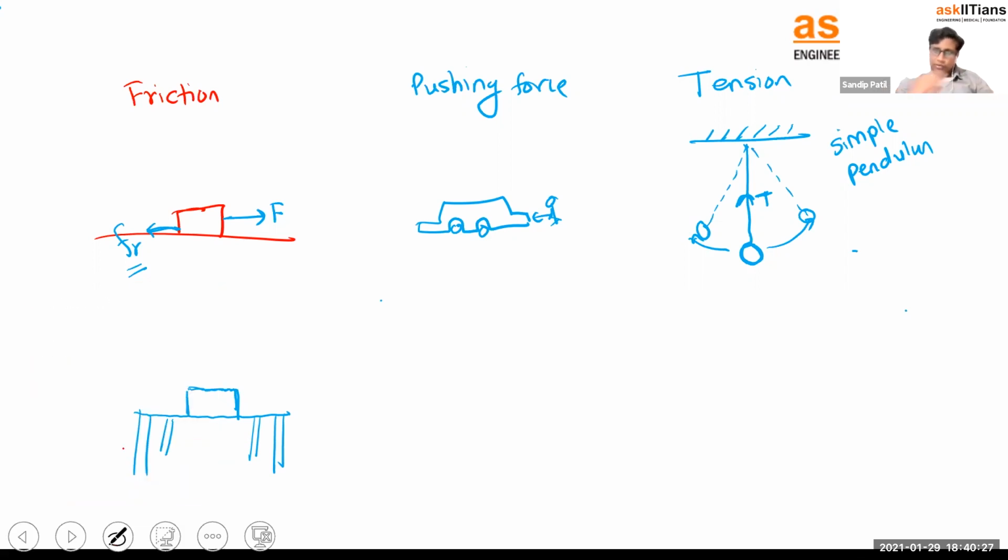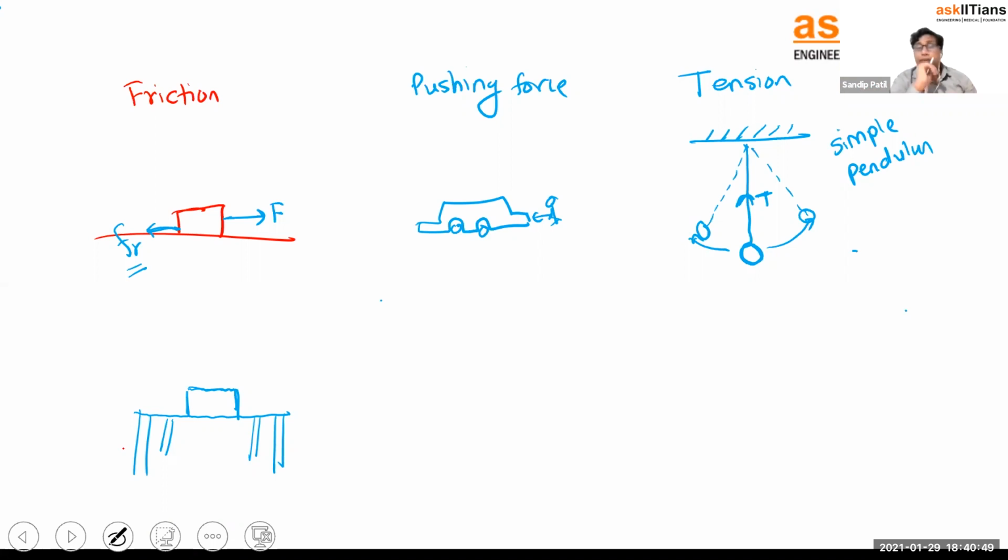Mg is the Earth's force, but as this block is in contact with the table, I can say this block is in contact with the table. So can I say that the table is also pushing the block upward? Obviously, right? We cannot see that. If our laptop is kept on the table, we cannot see that the table is pushing. But yes, it is. There is a contact.